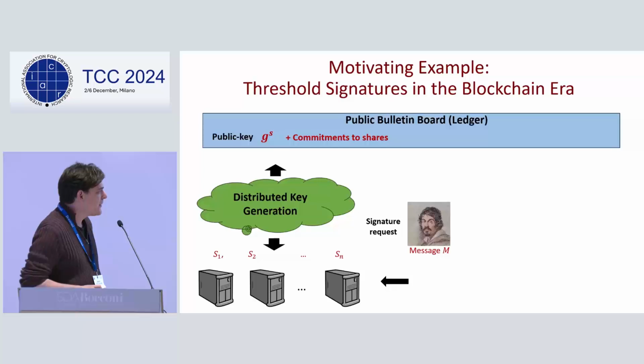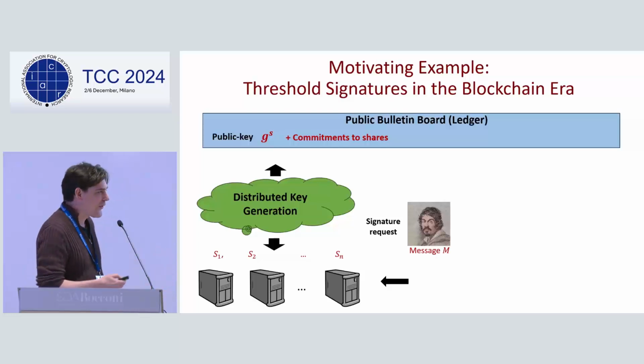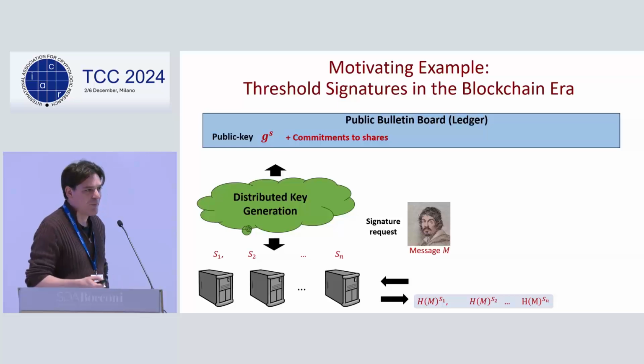Now comes a client from Milano, with a message, and they ask the servers to sign on this message. For these slides, I use the BLS signature scheme, but this can be generalized to other schemes as well. Each server computes some local signature based on his own share. In the case of BLS signatures, you hash the message and raise it to the power of the share, plus some zero-knowledge proof that shows that the computation is consistent with the commitments to the shares.